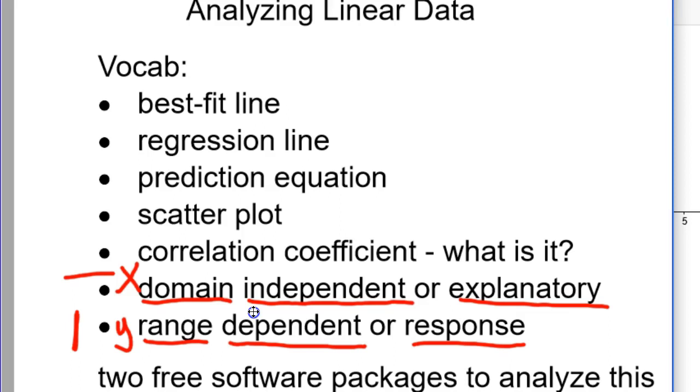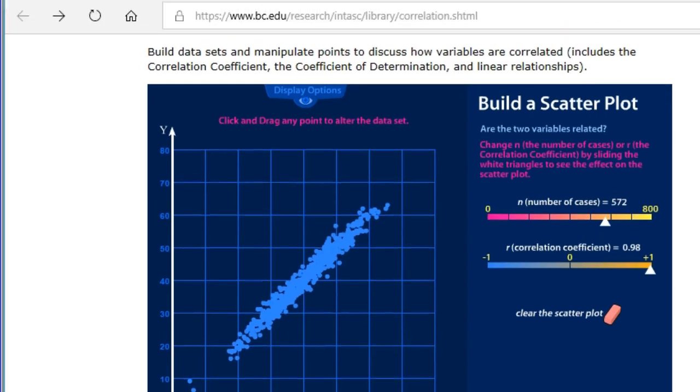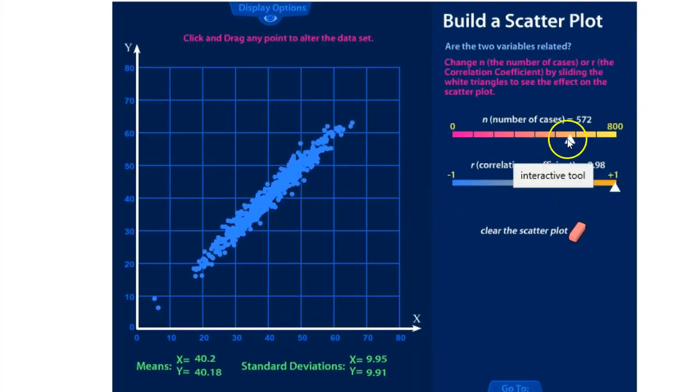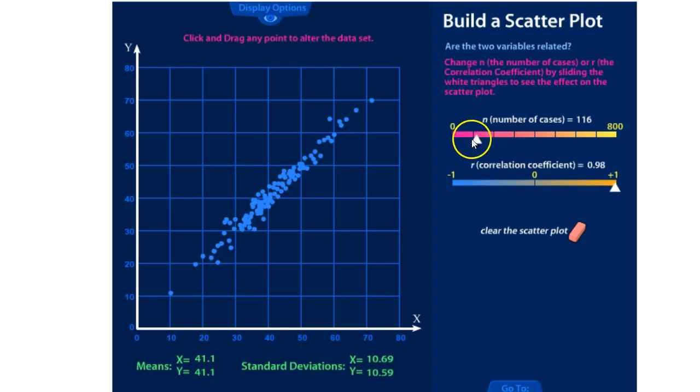So let's get started first by talking about what is a scatter plot. And so right here you can see a scatter plot, and it's got 572 points. I'll pull the site down so you can see it. It's www.bc.edu, and it's a correlation simulator. And what you have here, you can adjust the number of points so you can get it down to just 100, a couple cases if you want.